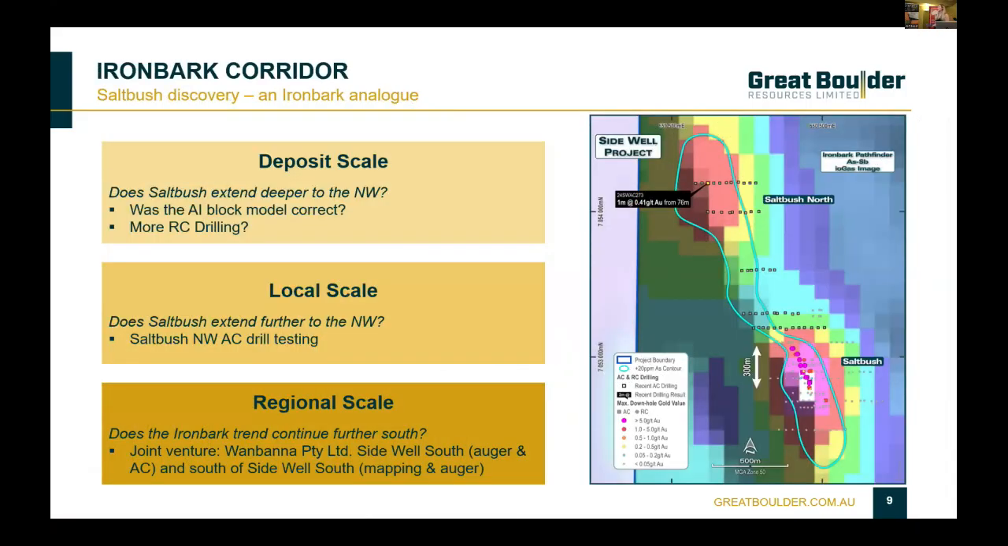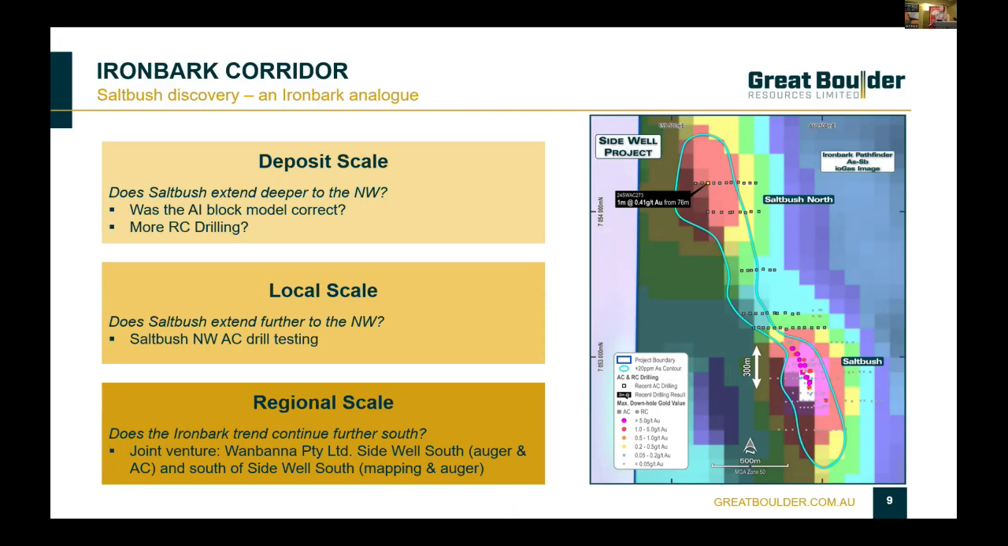And then just to summarize what's next on the deposit scale, we want to know, where does Saltbush extend to? How far north can we take the deposit? Was that AI block model correct or not? Can we do another program of drilling? And then on the local scale, going back to that auger program that I mentioned, we have another auger anomaly of arsenic and antimony to the northwest of Saltbush, which is again along a long trend of Saltbush. So we want to look back at that. Is there another pocket of mineralization there?